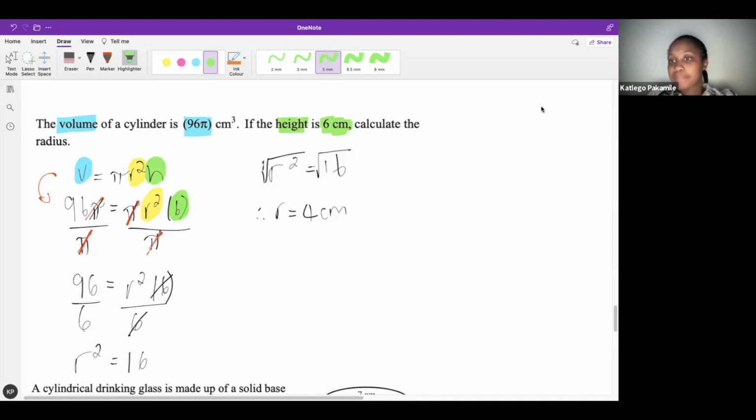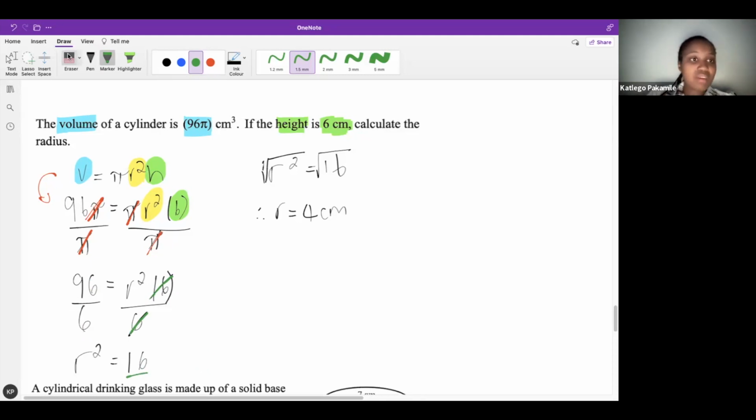You're welcome. Okay, guys, and then we get rid of everything around the radius. We started off by dividing by pi so that they cancel out. Then we're left with 96 on the left-hand side, and on the right we're left with the radius squared times 6. But now we still have a 6 that we need to get rid of, so we divide by 6. The ones on the right will cancel. And then here we said 96 divided by 6, which gave us 16.